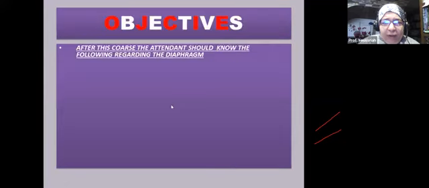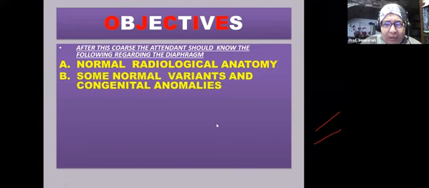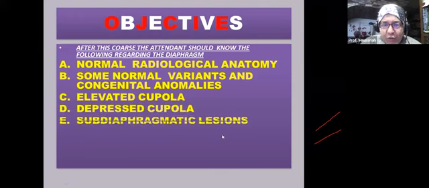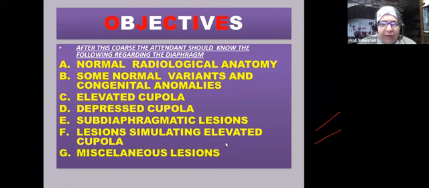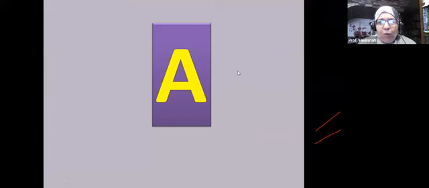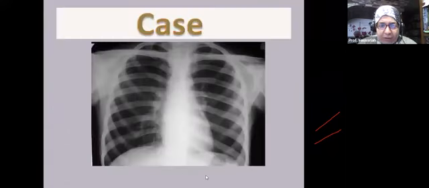Then we have the diaphragm. What to know about the diaphragm? The aim is to know the normal radiological anatomy, some normal variants and congenital anomalies, elevated cupola, depressed cupola, subdiaphragmatic lesions, and lesions simulating an elevated cupola. And finally, miscellaneous lesions. Now, regarding the normal radiological anatomy, we do see this picture.